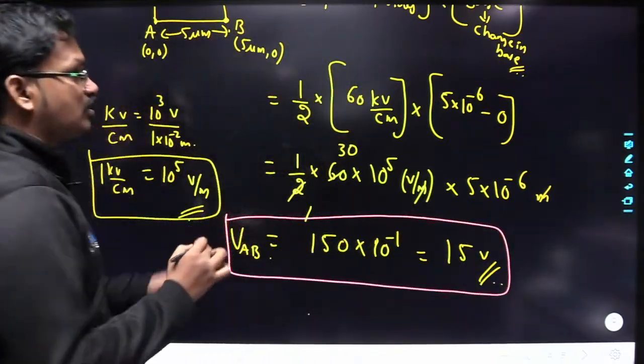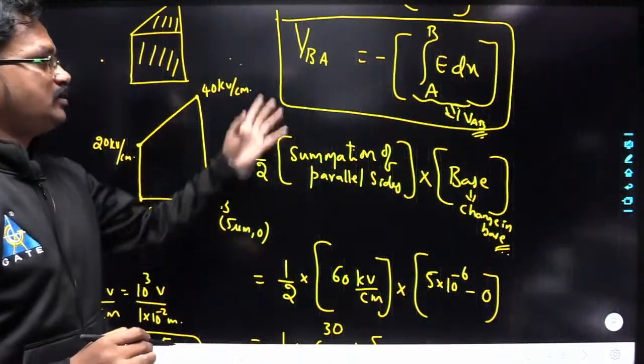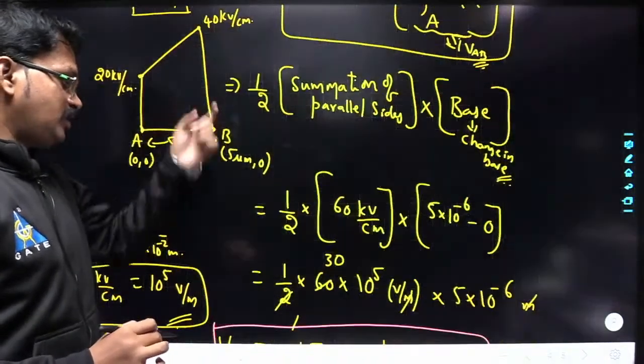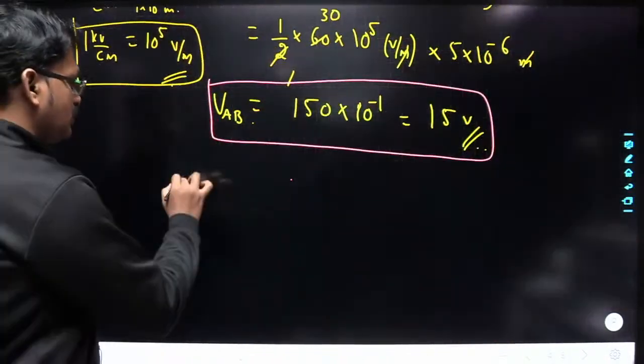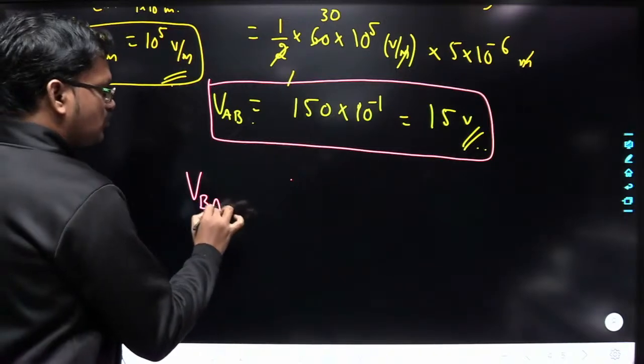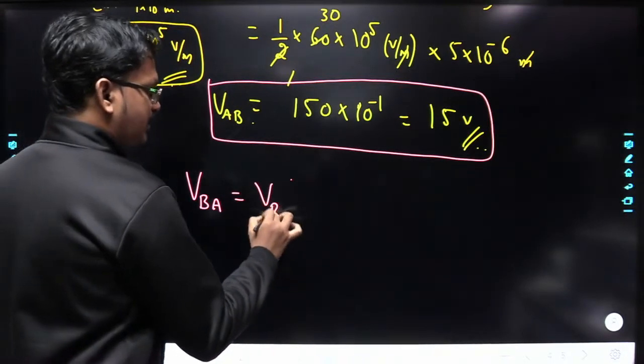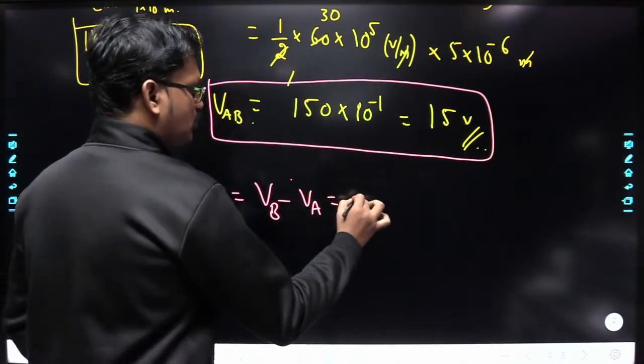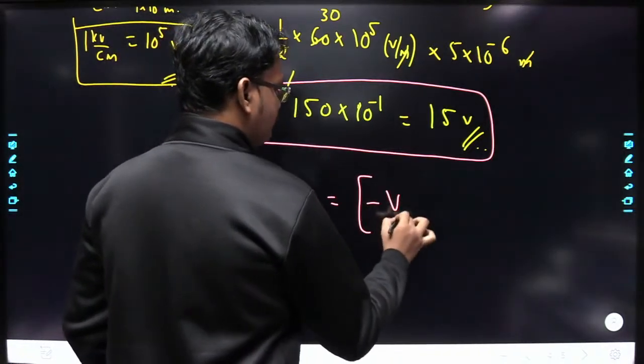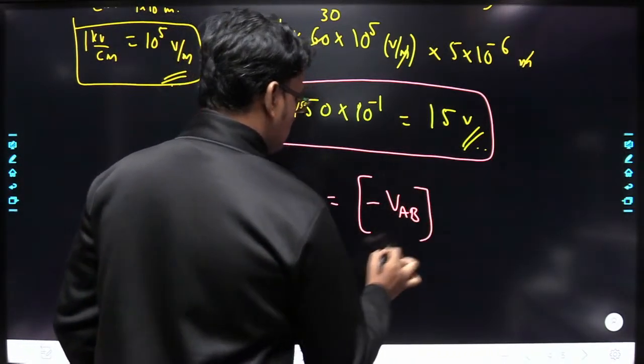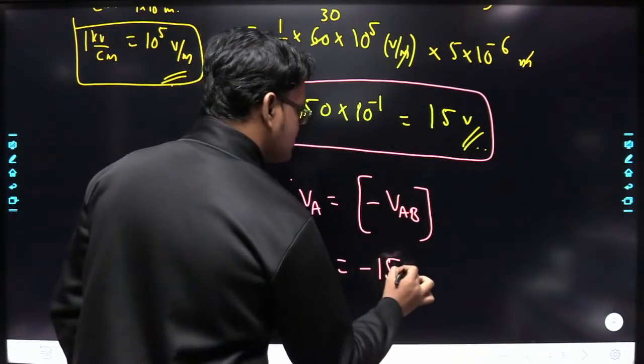But they are asking VBA. So VBA is equal to VB minus VA, which is equal to minus of VAB. So that is equal to minus 15 volt.